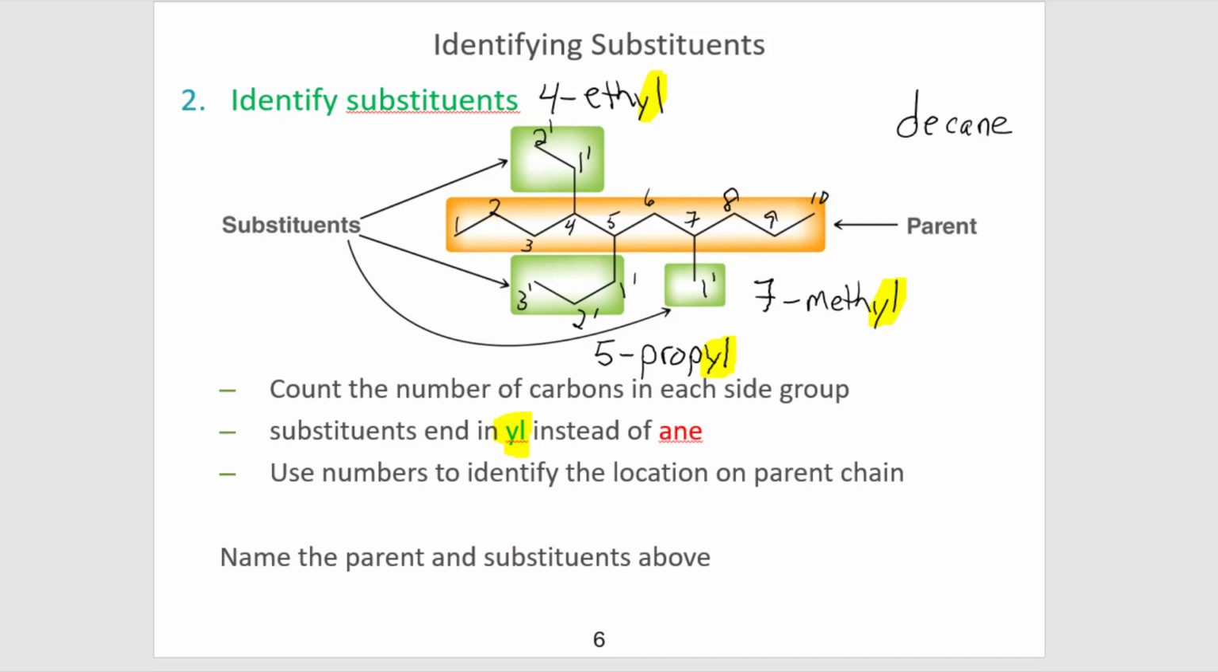Okay, so now I've got all of them. What do I do next? Well, I'm going to alphabetize the substituents. I have an E for ethyl, I have a P for propyl, and I have an M for methyl. Unfortunately, we don't put them in the order of their numbers. We put them in alphabetical order.